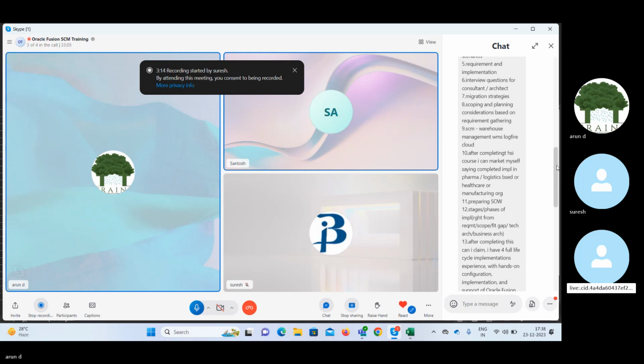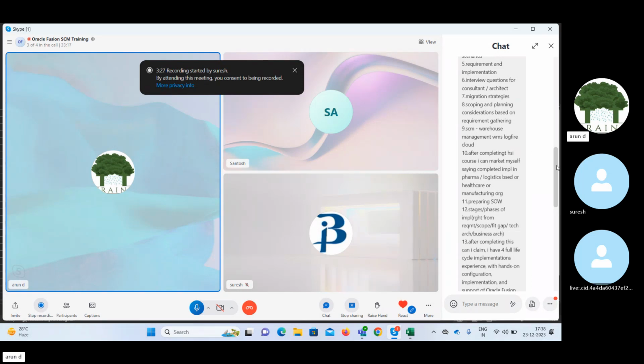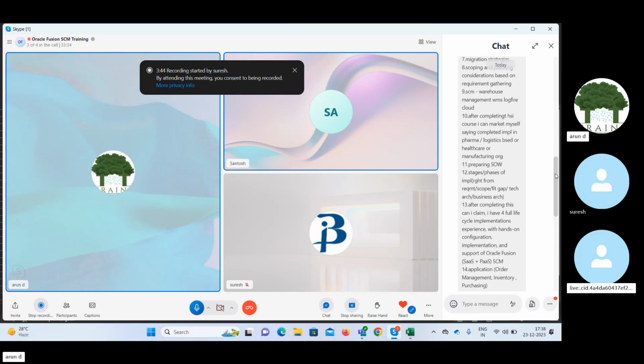Okay, fine. And the 11th one, while going through, I read about SOW. Is it required? SOW is more of a pre-sales activity, so we will not be talking about it. And the 12th one, stages or phases of implementation, will we be covering this? Yes.